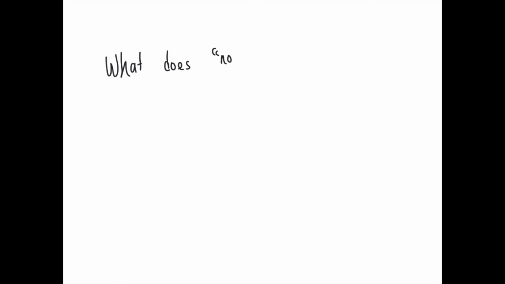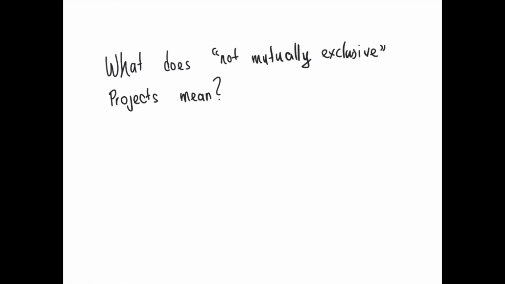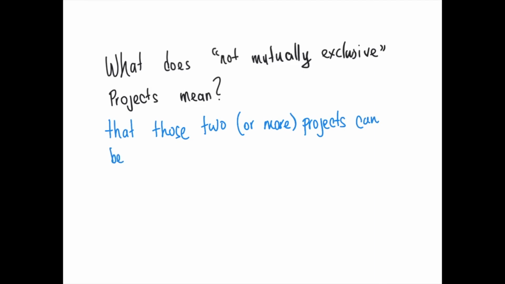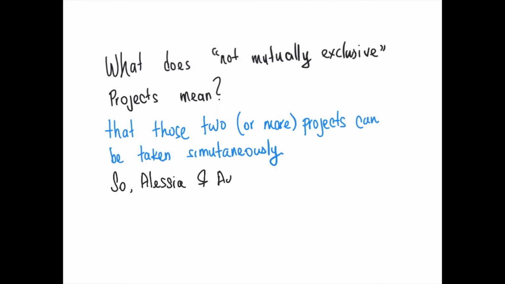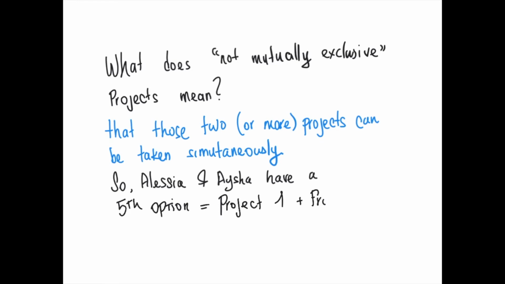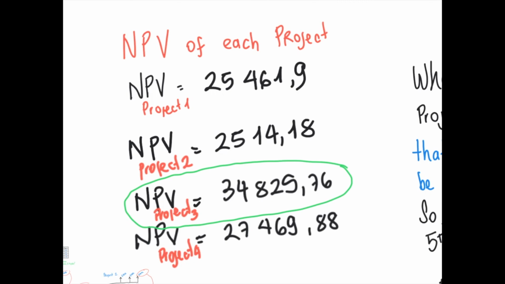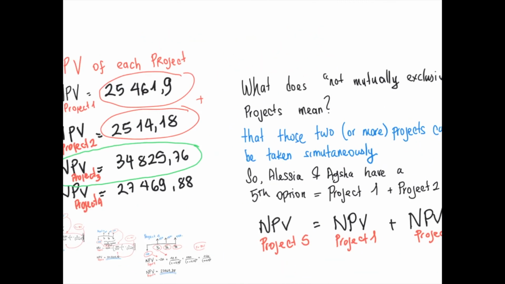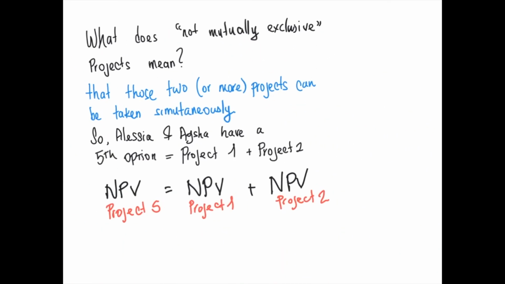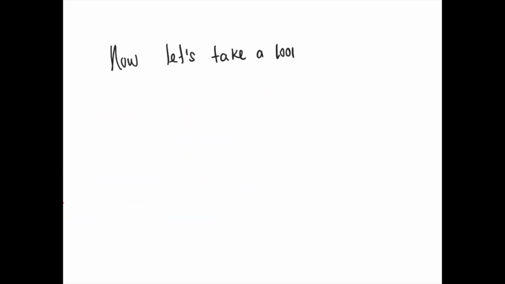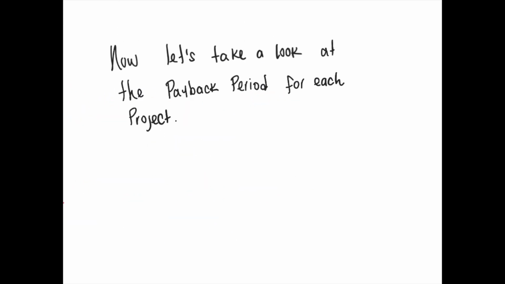Now, what does it mean to have non-mutually exclusive projects? This means that 2 or more projects can be taken simultaneously. So, Alessia and Aisha have a 5th option. They can take project 1 and project 2. The net present value of project 5 will be the net present value of project 1 plus the net present value of project 2. So, project 5 has a net present value equal to $27,976.1.